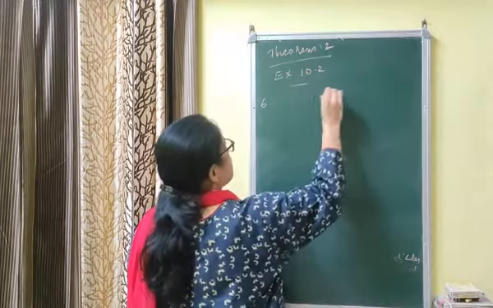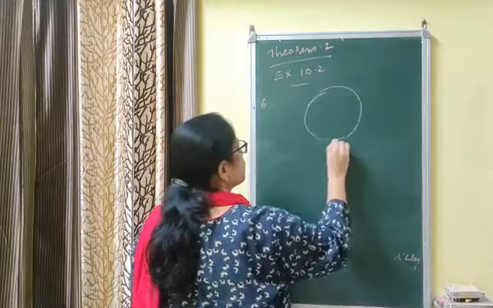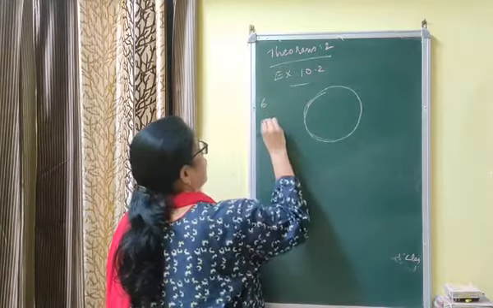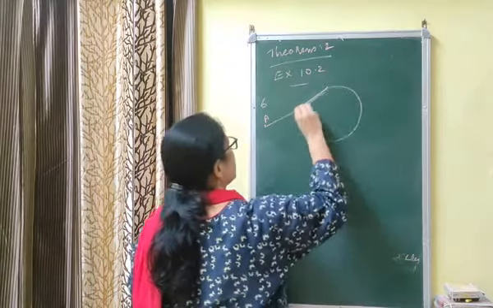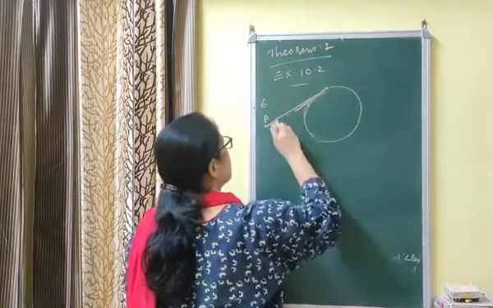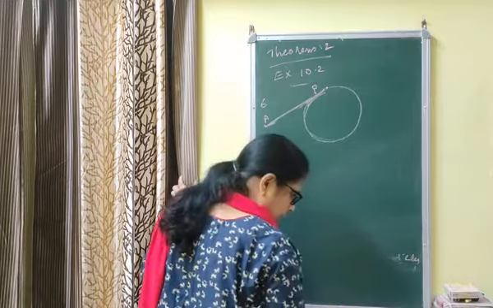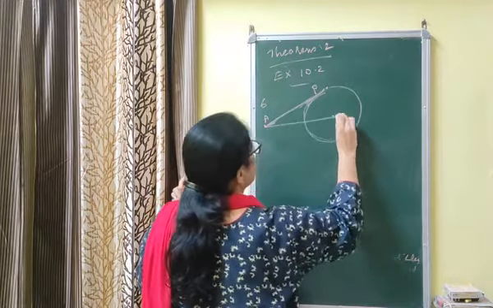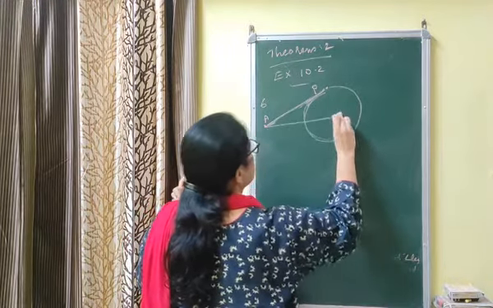Question number 6, you are given the length of a tangent from a point. Which point? From a point A. You have been given point A, and a tangent is drawn from it. Let this tangent be AP. The length of the tangent from point A at a distance of 5 centimeter from the center. This point is 5 centimeter from the center, this is O. How much is the tangent given? It is 4 centimeter. You are asked to find the radius of the circle.